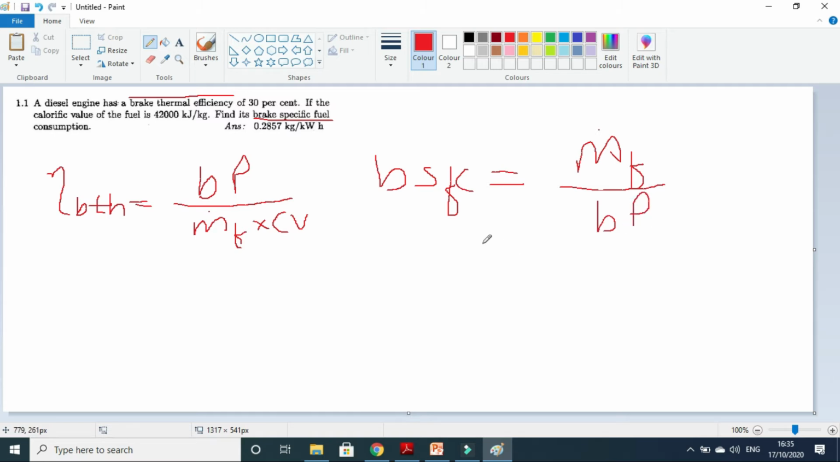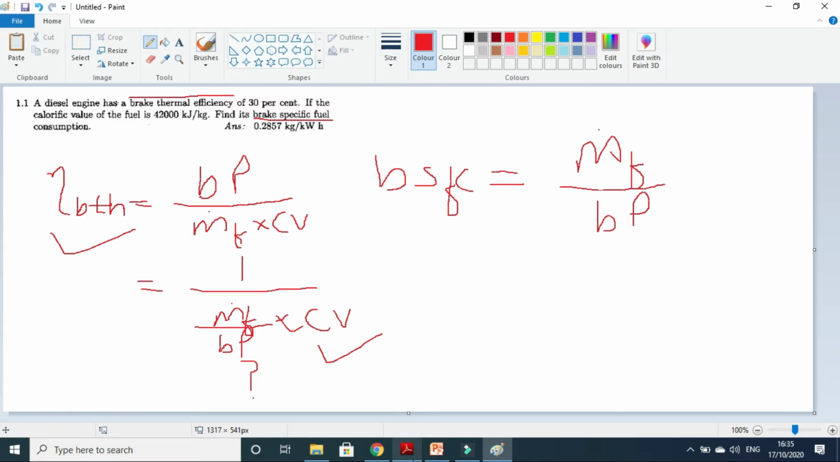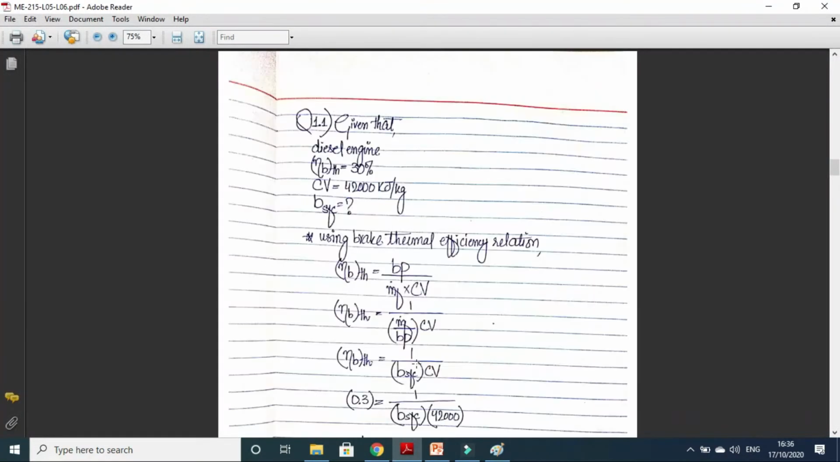Now I can combine these two formulas. So if I write this formula as m dot f divided by brake power, it will become brake specific fuel consumption, which is required. This thing is unknown. See, calorific value is given, and brake thermal efficiency is given, 30% and 42,000. So now this numerical has become very easy.